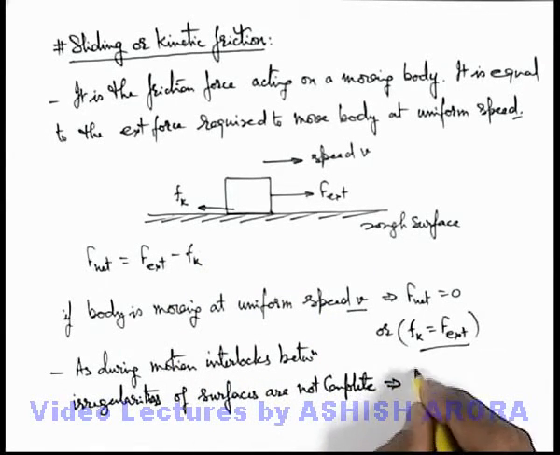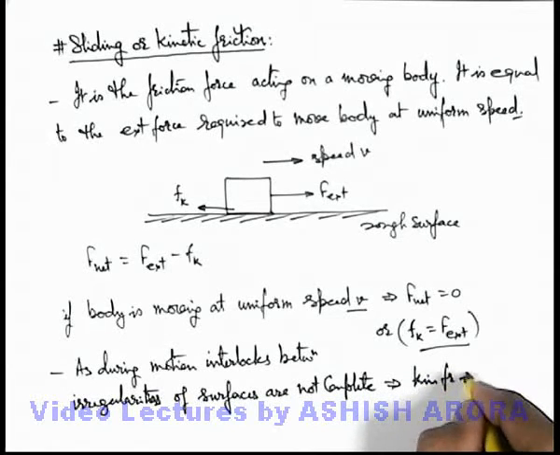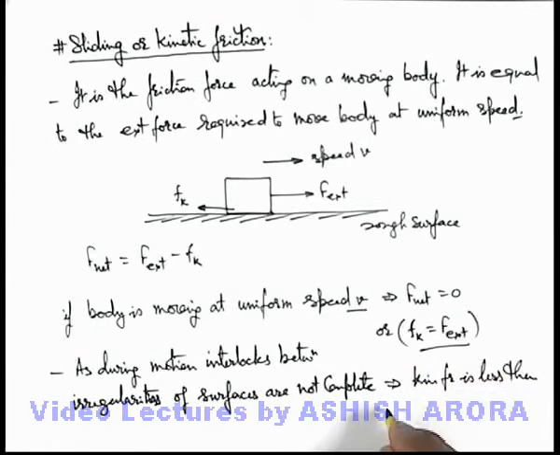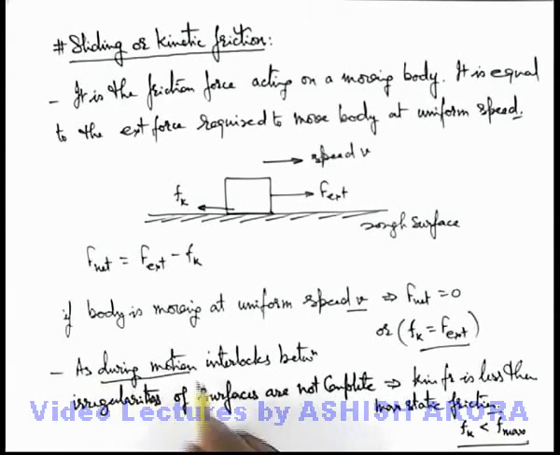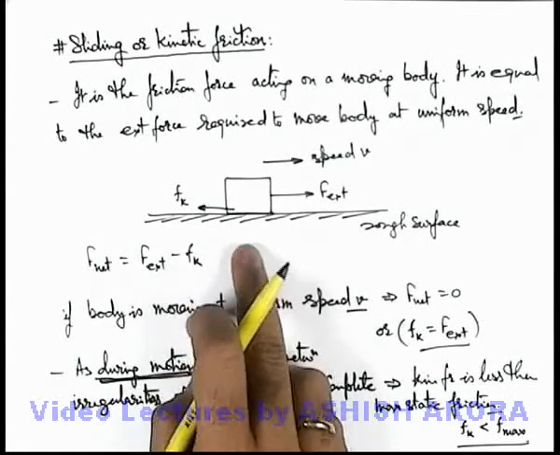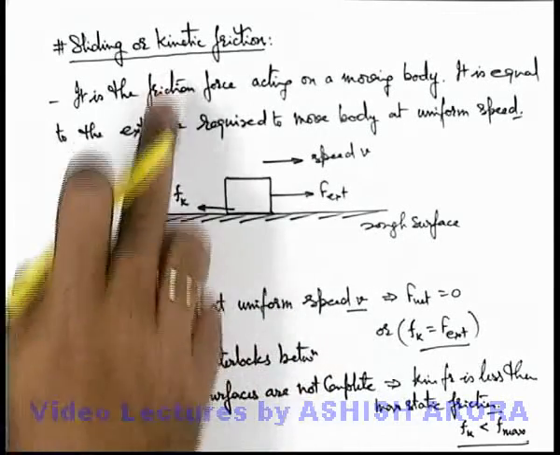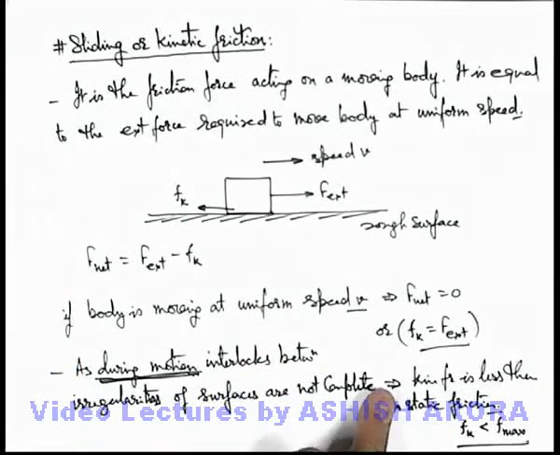This implies kinetic friction is less than maximum static friction. Maximum static friction is the limiting friction up to which the body can be kept at rest. So you should always keep in mind that the value of kinetic friction is less than the limiting friction or maximum static friction up to which the body is at rest. And this is because during motion the interlocks are not complete, or a relatively smaller number of interlocks are there when the body is in motion on a surface. So always remember that kinetic friction is always less than the limiting or maximum value of the static friction.